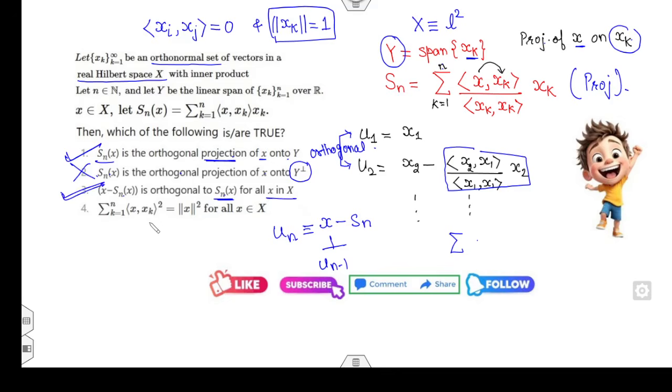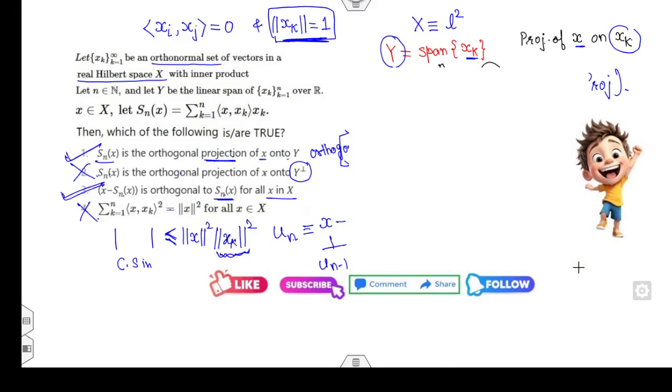And the summation of the xn square is equal to... this will not be. We can apply the modulus first, then by using the Cauchy-Schwarz inequality it must be less than the norm of x square, norm of xk square. Norm of xk square is 1 by using the orthonormal, so it must be less than or equal to, but not always equal to. That option is cancelled.